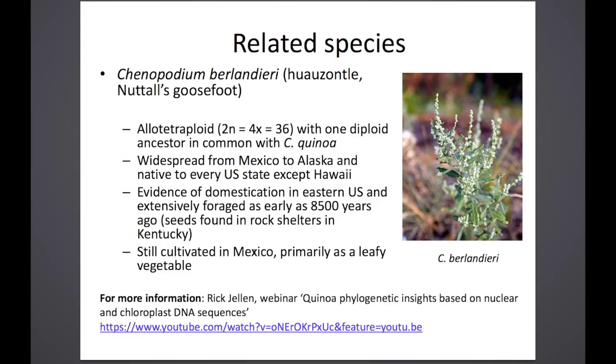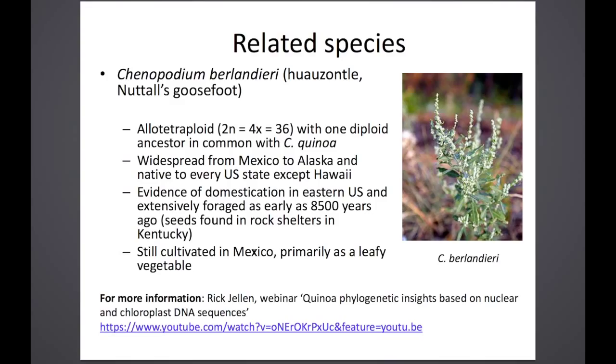Okay, so another related species, this one native to the U.S., is Chenopodium berlandieri. It's also called huauzontle or Nuttall's goosefoot. Huauzontle is the term used in Mexico, primarily for when it's used as a leafy green. This berlandieri is an allotetraploid, and so it has one diploid ancestor in common with quinoa. It is quite widespread, all the way up to Alaska from Mexico, and there is evidence of domestication in the eastern U.S. Its seeds have been found in rock shelters in Kentucky, and this is one of the species we've made some wide crosses to.